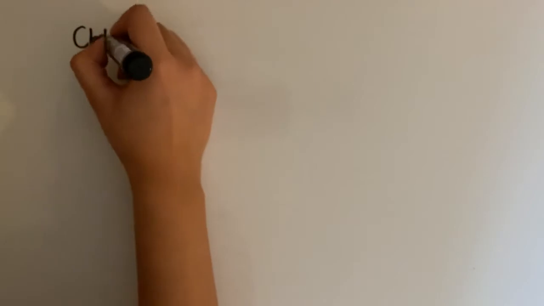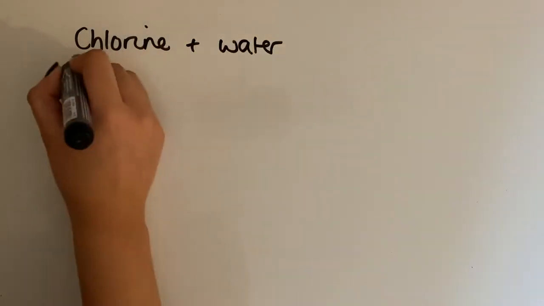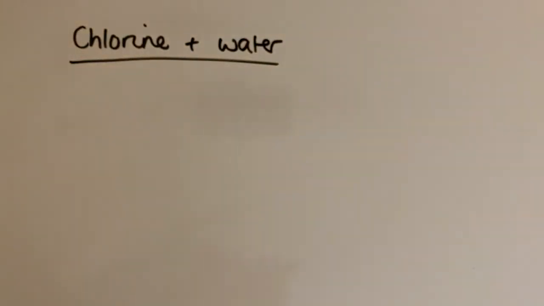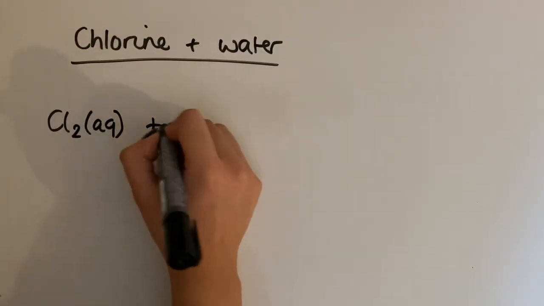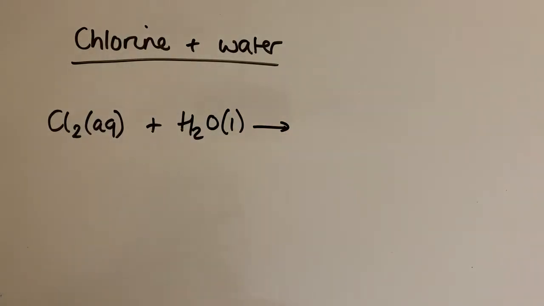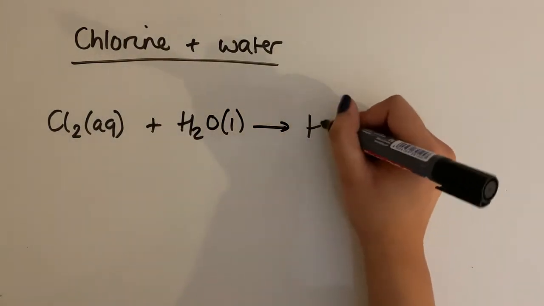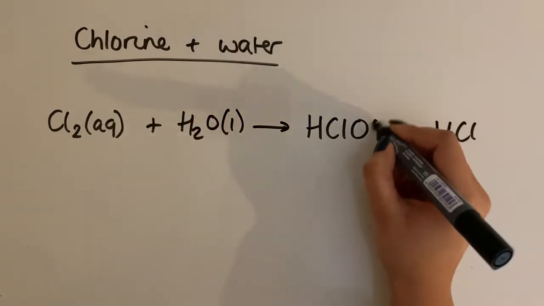So the first reaction we're going to look at is when chlorine is added to water. And as we know, chlorine is usually added to water to kill off any harmful bacteria. And we're going to look at how it does that. So first things first, let's write out the equation and the products that form. So chlorine is dissolved in water. And what this does is it forms two acids. So the first one is this one, and then this one, so both aqueous.